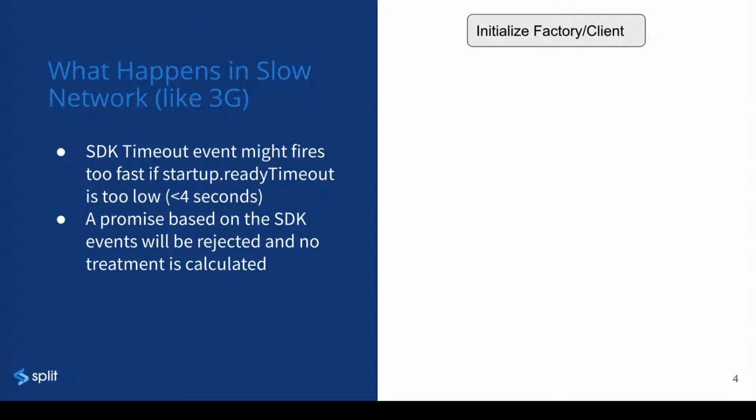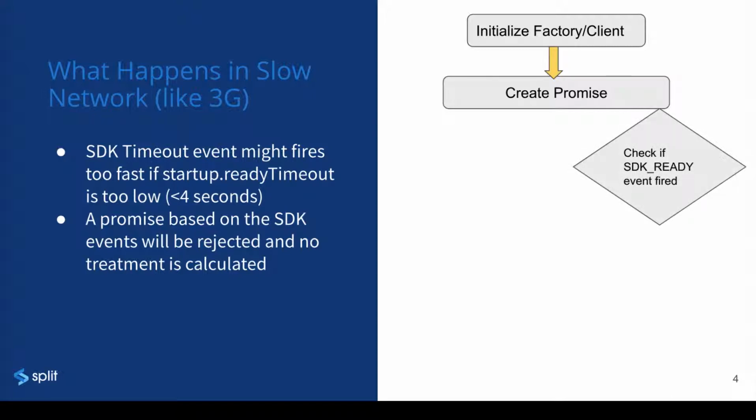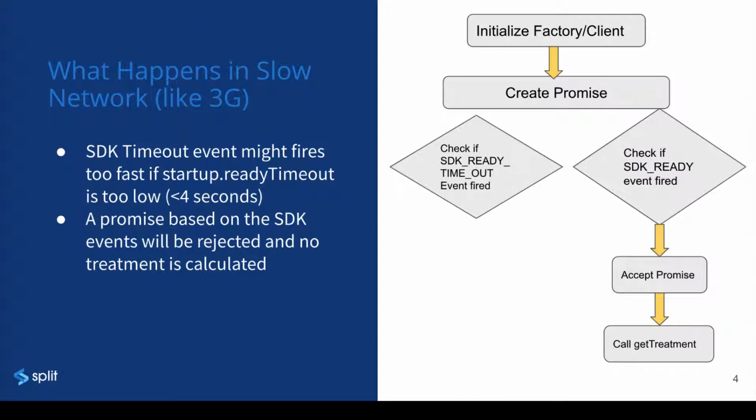So what happens in a slow network, like for example a 3G network? The SDK timeout event might fire too fast if the ready timeout is too low, for example 4 seconds. In a lot of implementations, people create a promise, and the promise checks if the SDK ready event fires, then you accept the promise, and then you do the getTreatment call. And if the SDK ready timeout event fires, then you reject the promise, and in this case, you're not going to do the getTreatment call.